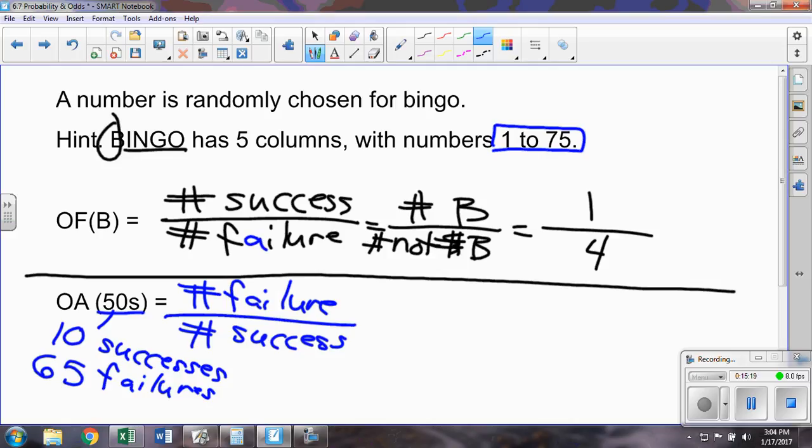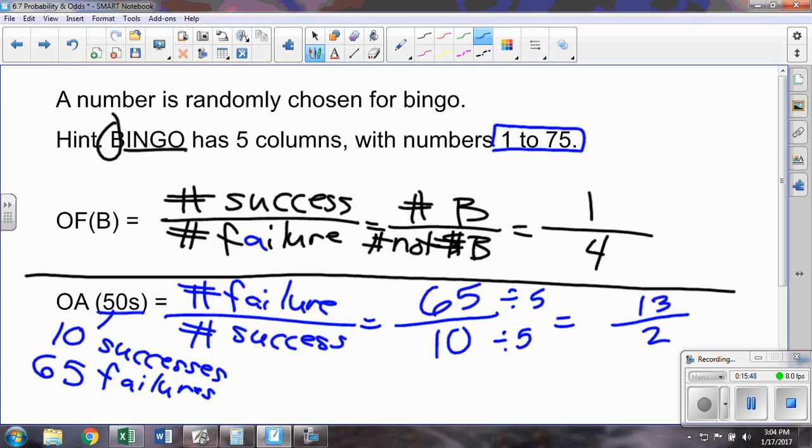When we build our odds against, all we have to do is create that ratio, the number of failures compared to the number of successes, and those are our odds, 65 to 10. Of course, 65 to 10 is still a ratio we can simplify. We divide it out by 5. We've got the simplified ratio, 13 to 2. Our odds against getting something in the 50s in bingo is 13 to 2.